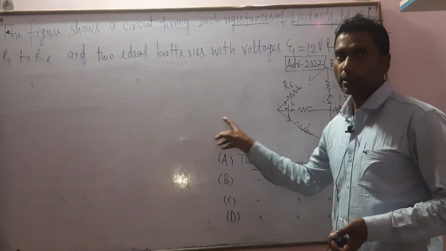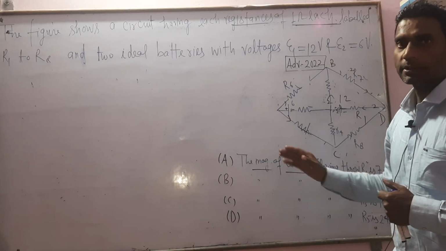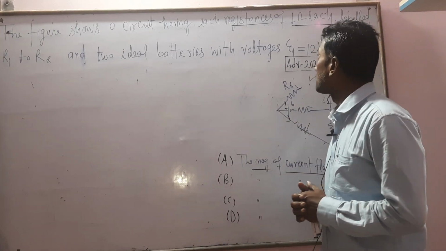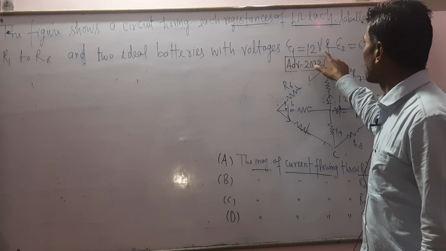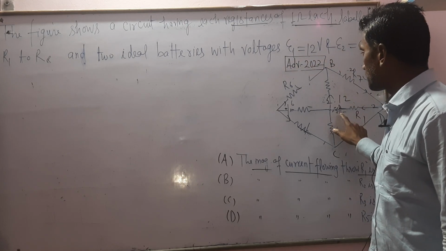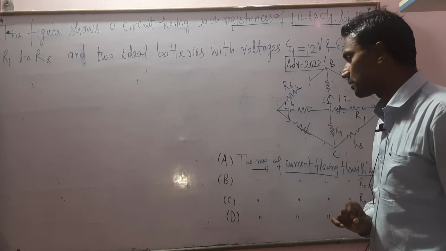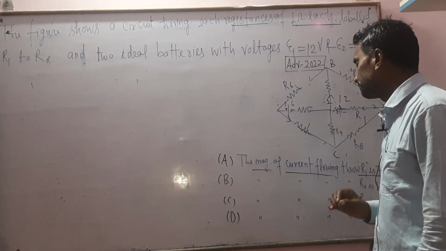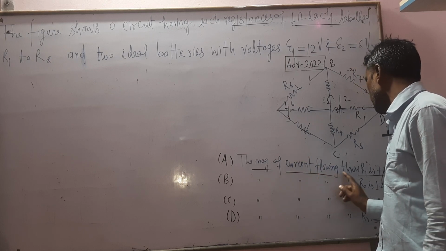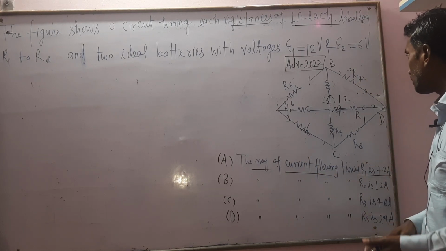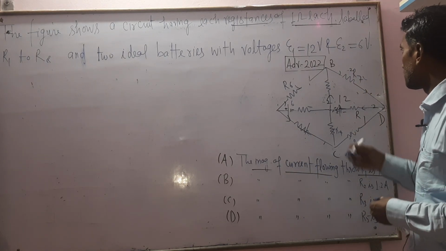This is the 6 volt and this is the 12 volt, and there are 8 resistances given, with E1 equal to 12 volt and E2 equal to 6 volt. We are required to find the magnitude of current flowing through R1.